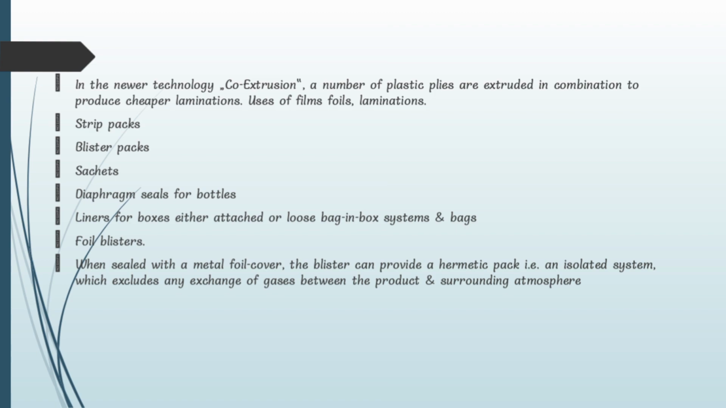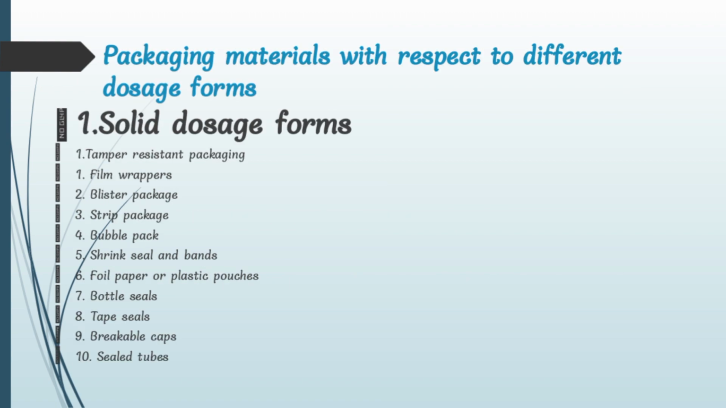Diaphragm sealed for the bottles, liners for boxes either attached or loose, bag in box system and bags. Foil blisters: when sealed with the metal foil cover, the blister can provide a hermetic pack, that is, an isolated system which excludes any exchanges of gases between the product and the surrounding atmosphere.